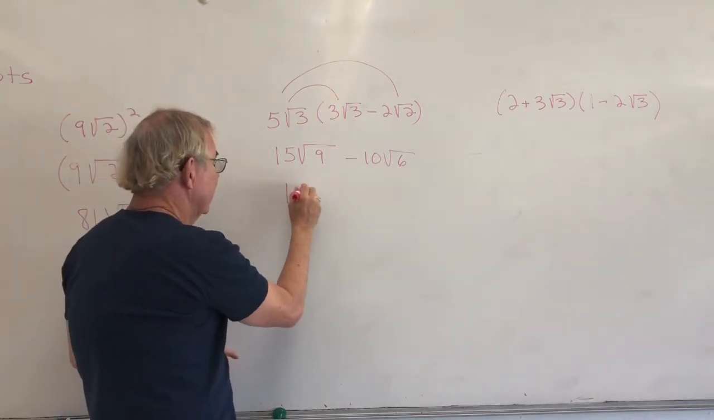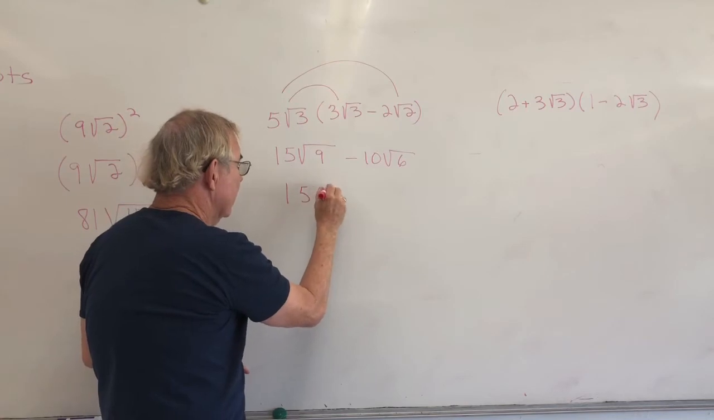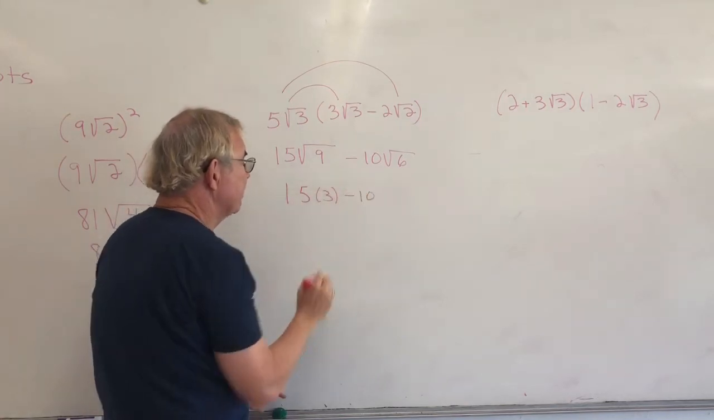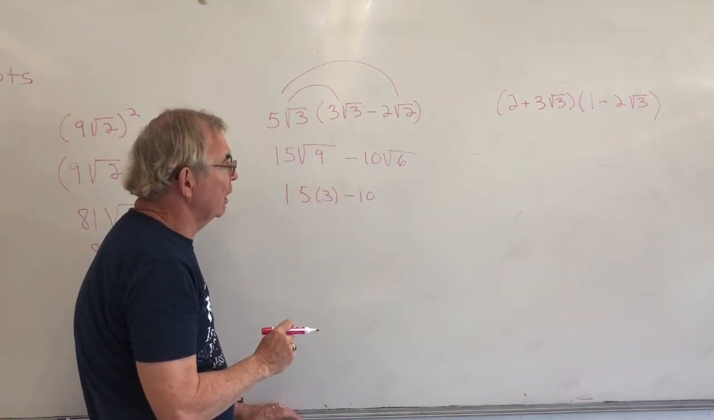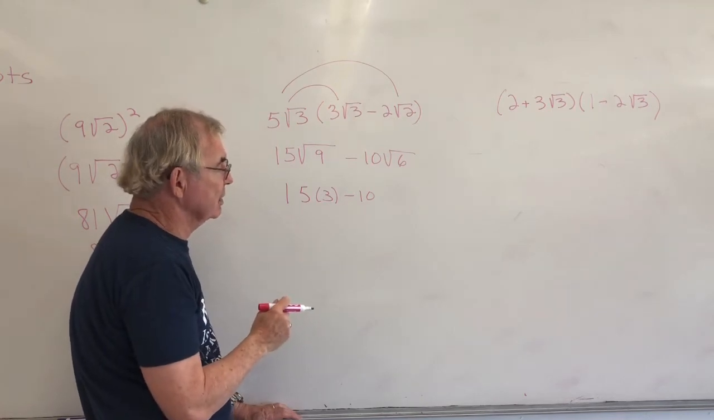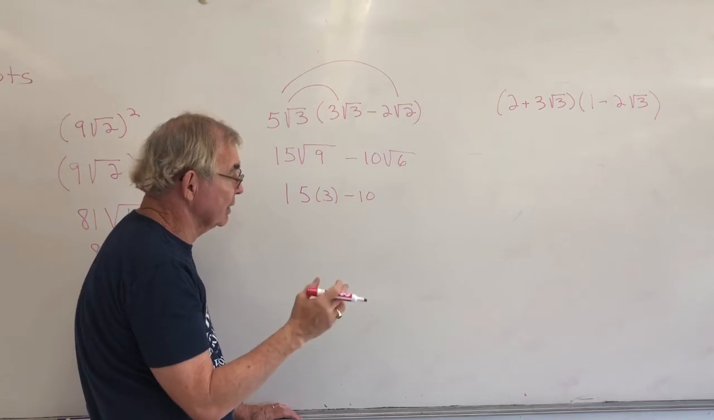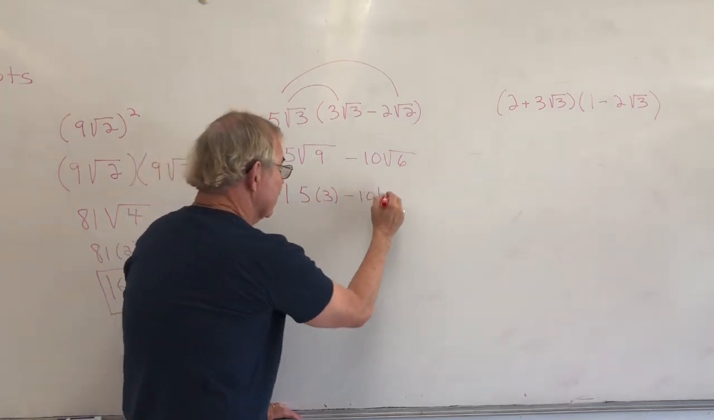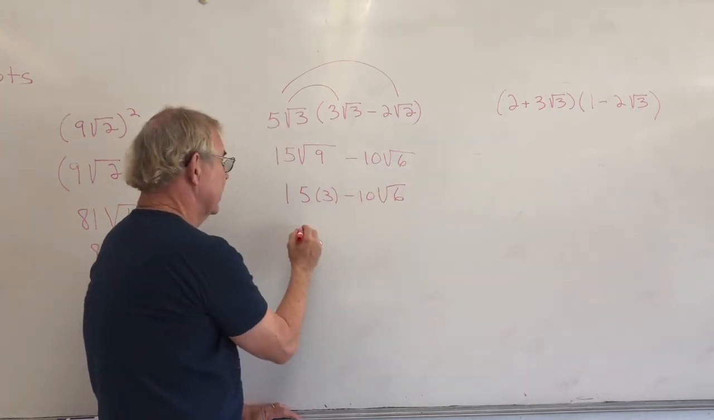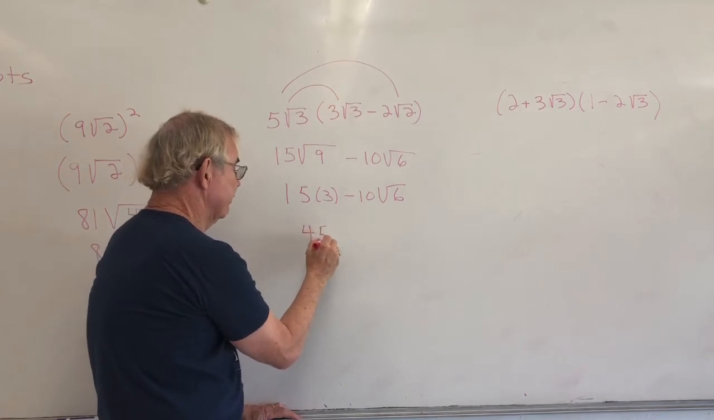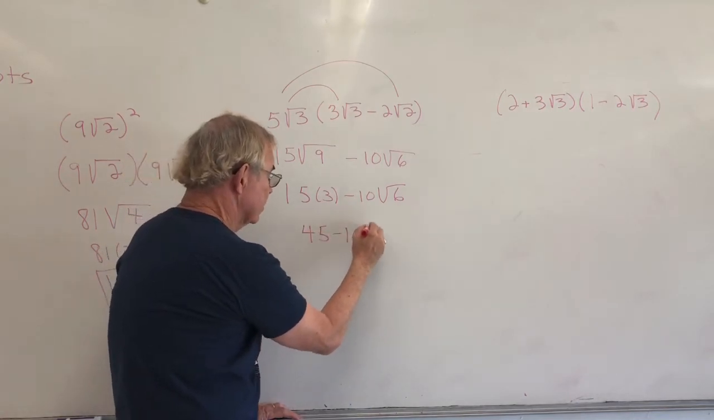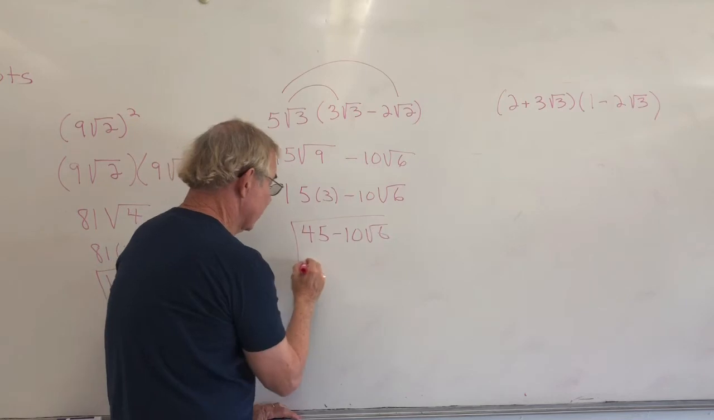So it's 15 times 3. Now, is there a perfect square other than 1 that will divide into 6? And you will say no. 4 doesn't, and 9's over top of it. So this is 10 roots of 6. And our answer to this would be 45 minus 10 square roots of 6.